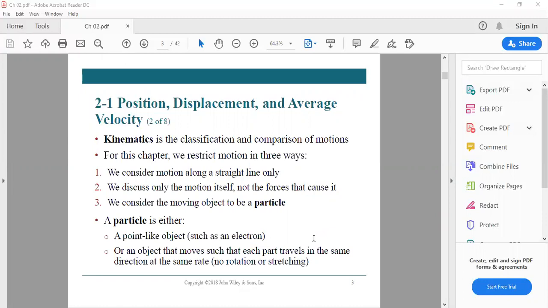In other words, condensed down. We're going to take essentially what might be a book or something like that and condense it down into a point space. So a particle is either point-like, such as an electron, or it's going to be an object that moves such that each part travels in the same direction at the same rate. So no rotation, no stretching, just, like I said, imagine a book or a car or something like that moving in a direction.